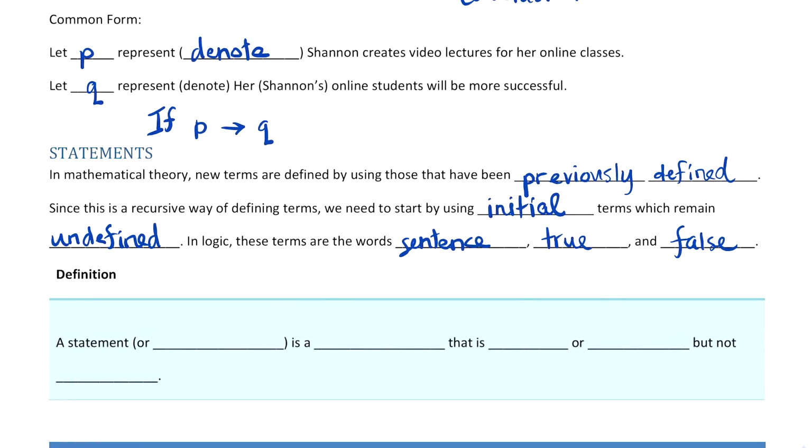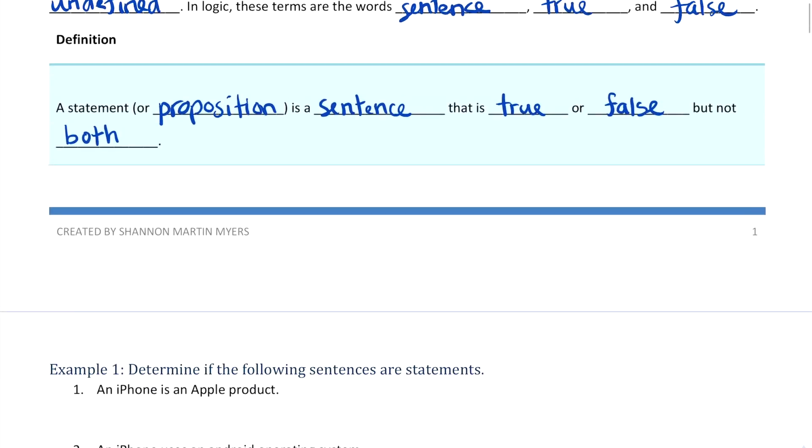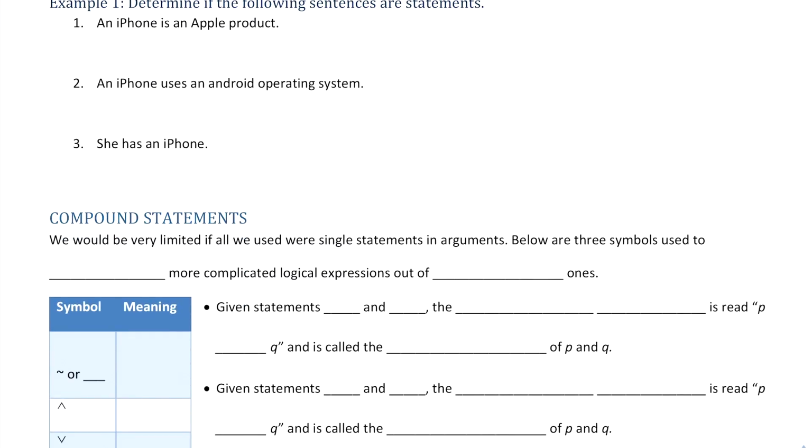So our first official definition: a statement, which is also called a proposition, is a sentence that is true or false, but not both. So let's check that out. Let's determine if these sentences below are statements.